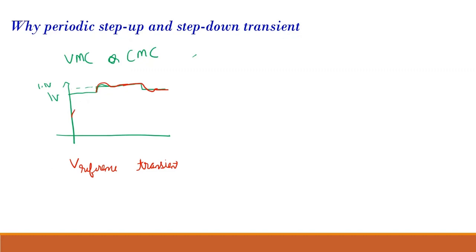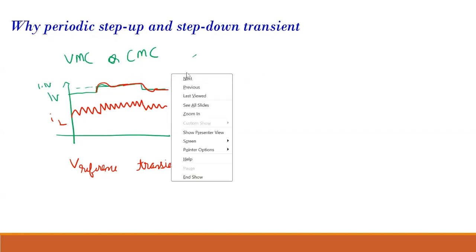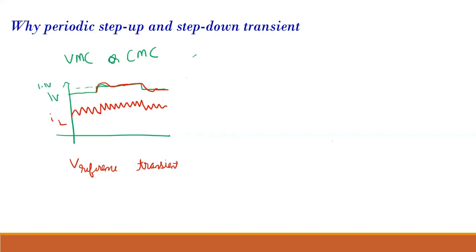My inductor current will be like this, like this, like this. There will not be much of a change in the inductor current. This is my IL. And this is my output voltage.